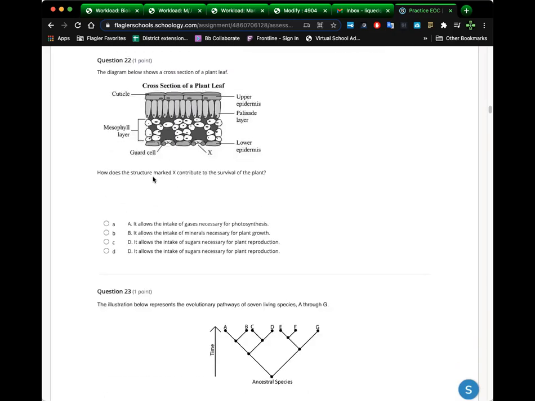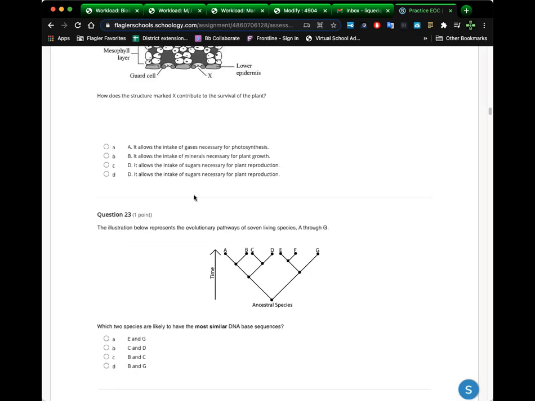All right, cross-section of a leaf. What is structure X? Structure X is pointing to the hole in the leaf. I'm sorry, the hole is called the stomata or stoma. And then next to it are the guard cells that open and close the stomata. The whole point of this is gas exchange. It takes in carbon dioxide, gives off oxygen. And then also water escapes through what we call transpiration.